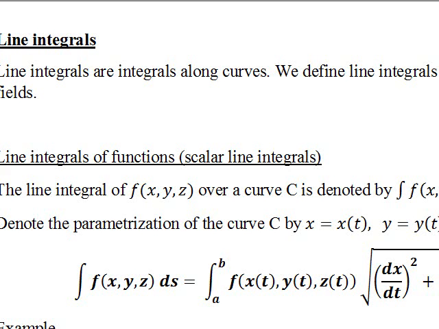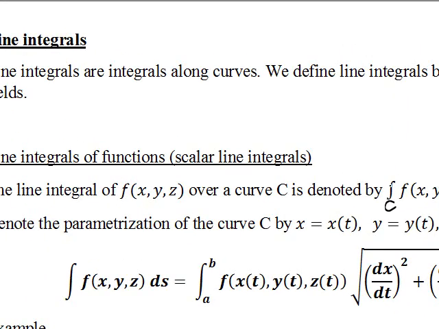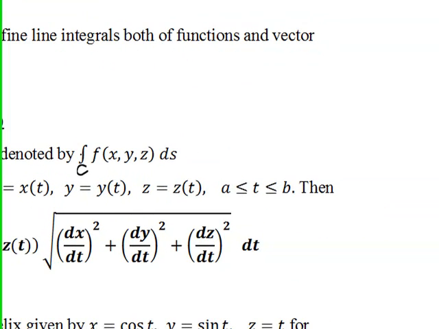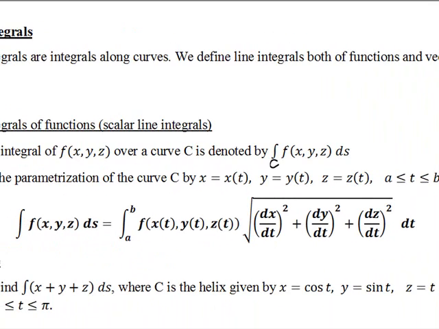Definition. The line integral of the function f of x, y, z over a curve C is denoted by the integral over C of the function f of x, y, z ds. Okay, this is how we denote it. Then we need the parametrization of the curve C. So what we're going to do is parameterize C in order to work out the line integral.